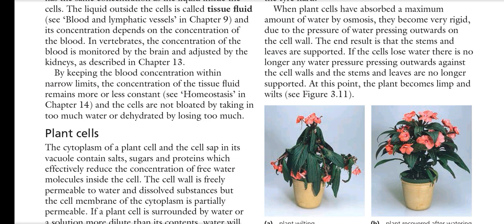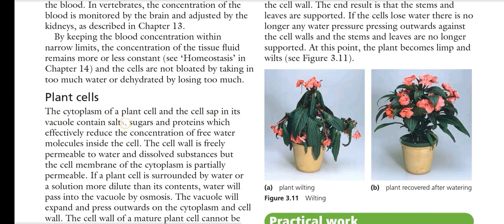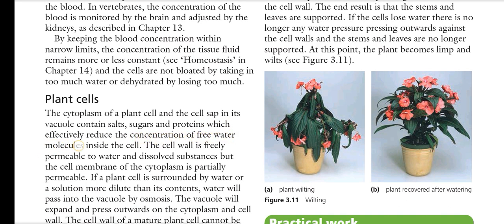But in the plant cell, there are not many homeostatic actions. Instead, plants have an extra organelle called the sap vacuole, or water vacuole, or contractile vacuole, which controls the water: if a higher quantity of water enters the cell, it can be adjusted accordingly. The cytoplasm of the plant cell and the cell sap in its vacuole contain salts, sugars and proteins, which effectively reduce the concentration of free water molecules inside the cell.